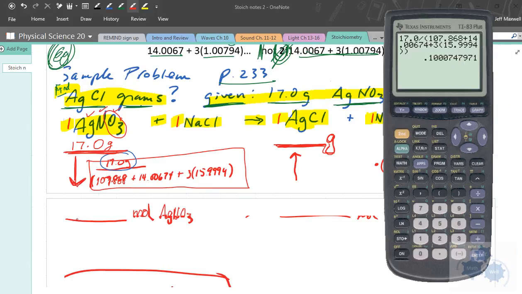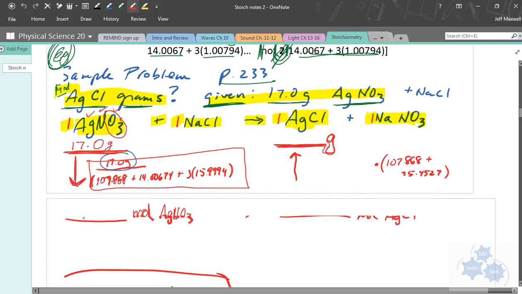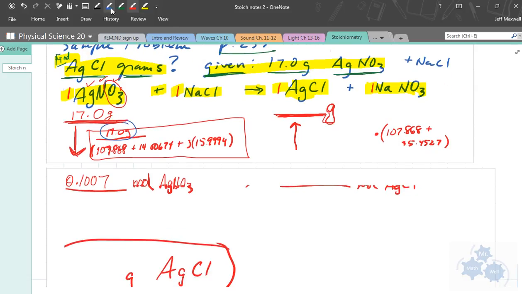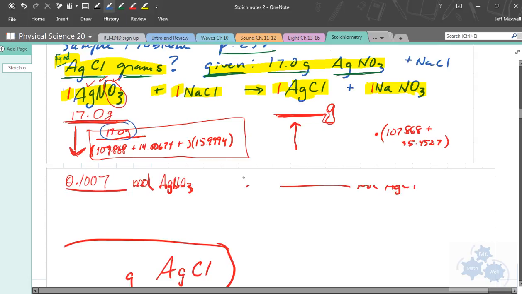All right, so we're going to write that down, 0.10007. You don't have to write all the decimal places in your work, but please try and keep them all on the screen of your calculator so that we can use those, right? Be as precise as possible. So now what we're going to do, according to our flow chart, is convert to moles of the product that we're looking for. So this should say moles of AgCl.